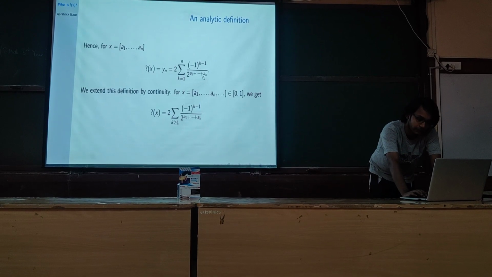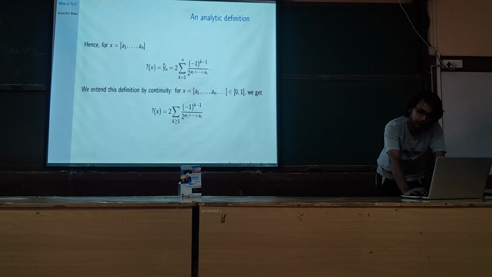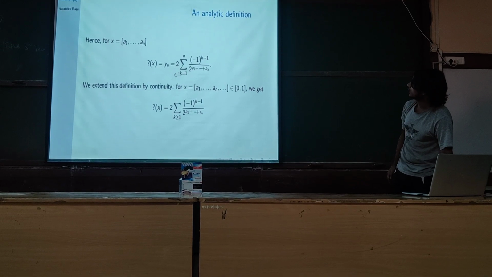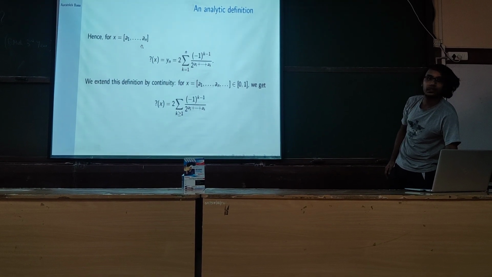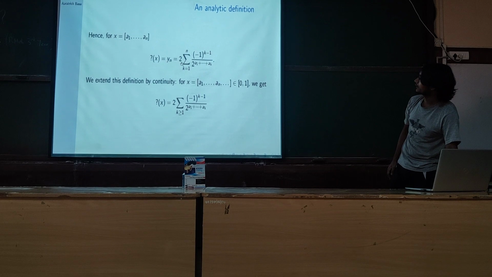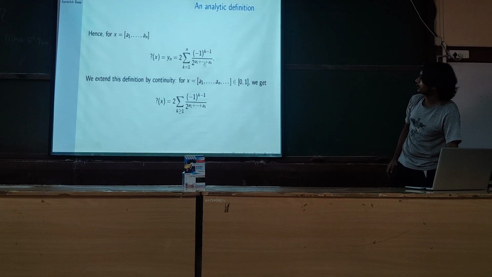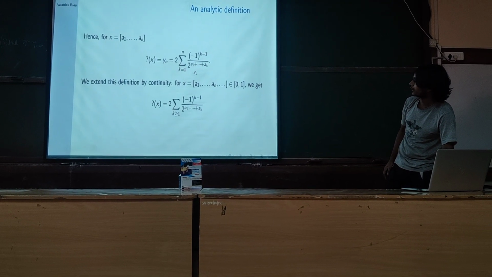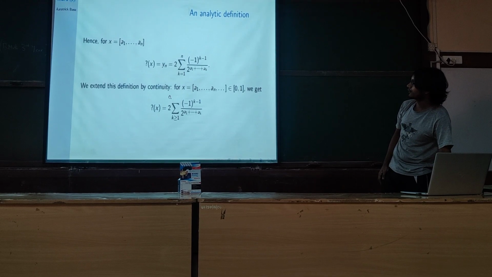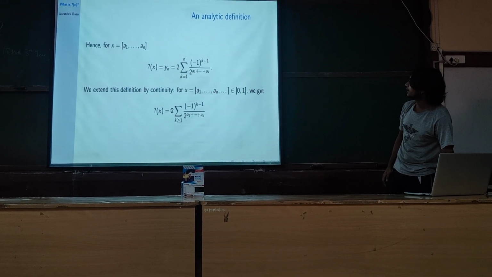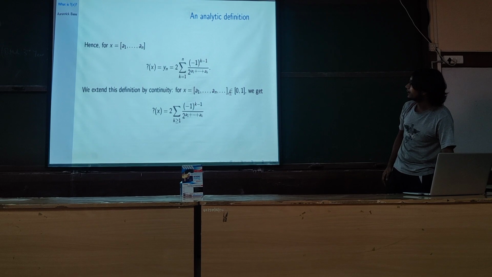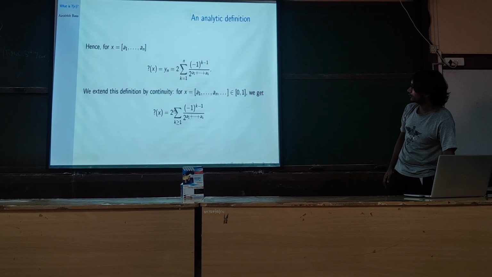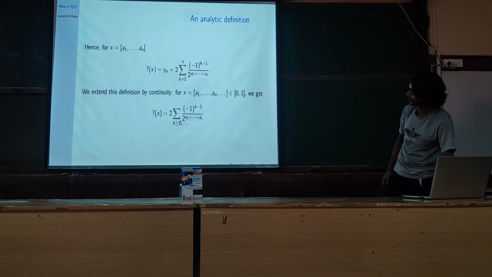And so just noting that question mark of x is yn, we get this expression for any rational number in 0, 1: question mark of x is 2 times the summation of minus 1 to the k minus 1 by 2 to the power a1 plus dot dot ak. We simply extend this definition by continuity for the irrationals, and get that if you have an irrational with a limiting continued fraction expansion of this form, you define your question mark of x to be this thing.